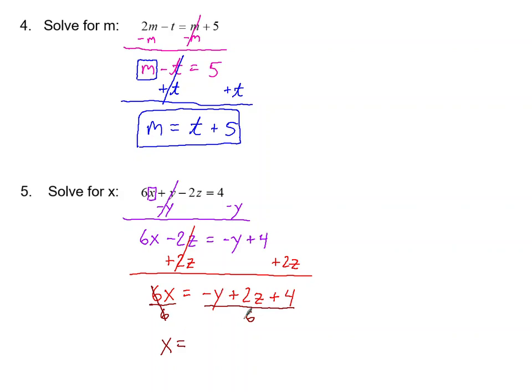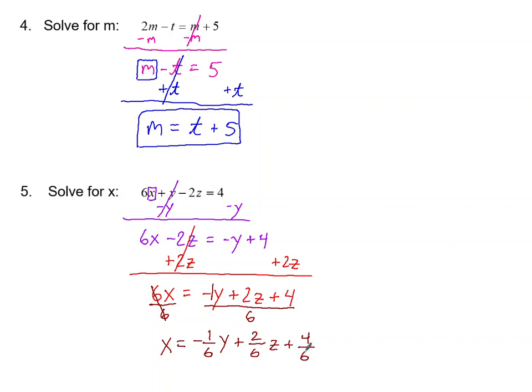Now, I have 3 fractions that I want to write. 3 things that are being divided by 6. Let's write them separately. This is a negative 1y, so I'm going to write it as negative 1/6 times y. This is 2/6, so I'm going to put a plus sign and put 2/6 times z. And then this is 4/6, so I'm going to put my plus sign and write 4/6.